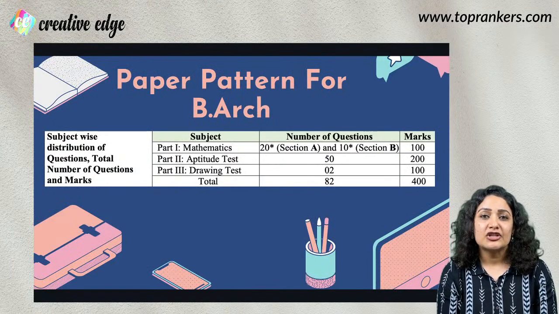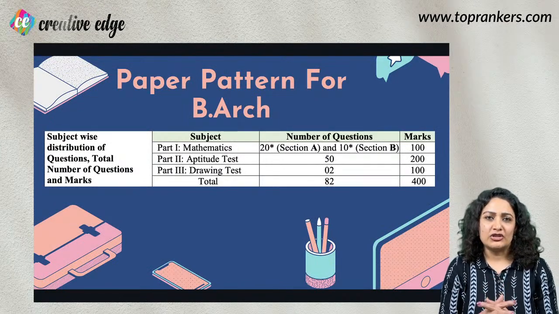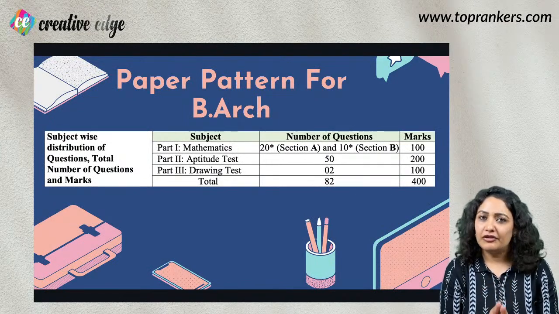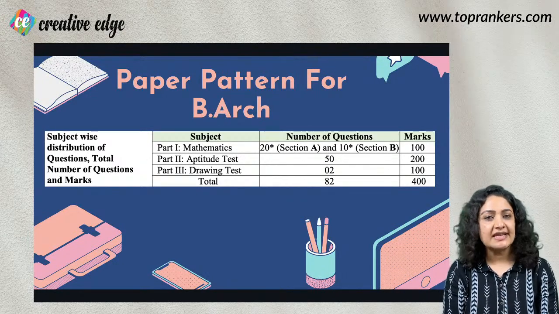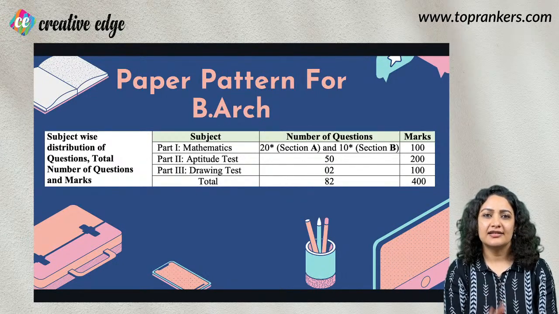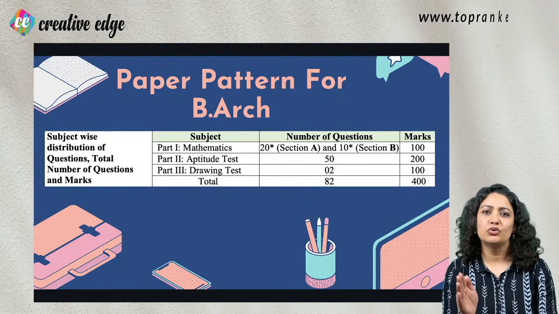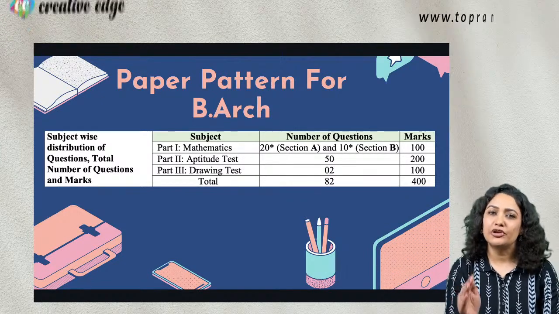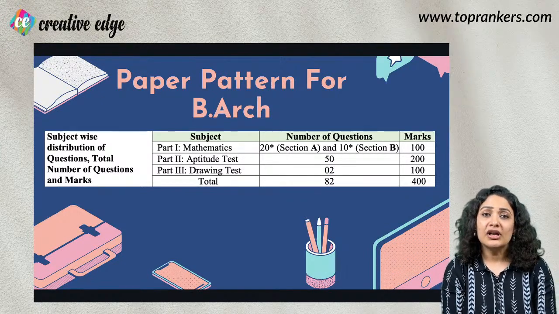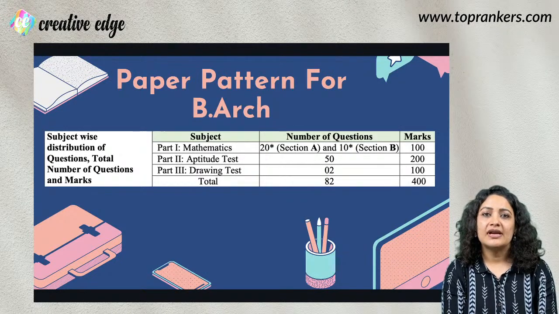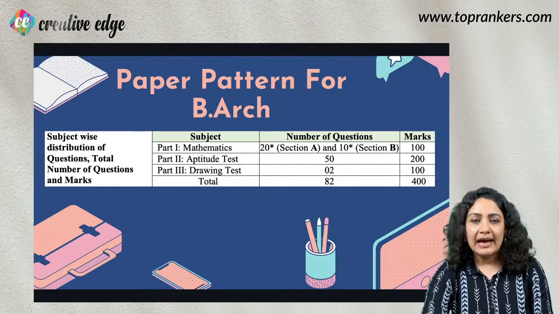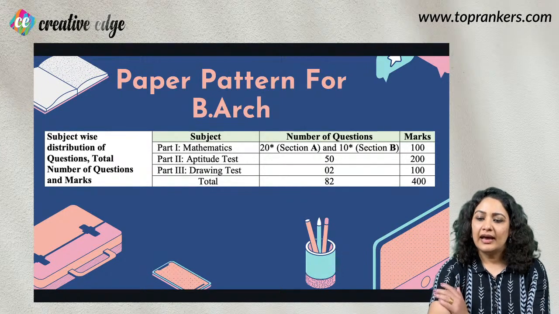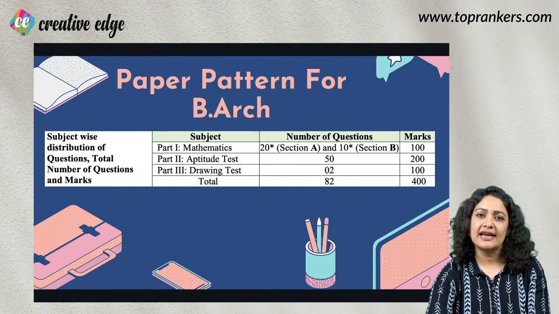These are the bifurcation of the subjects and number of questions. So we will first talk about B.Arch. B.Arch में जैसे मैंने आपको बताया कि 3 divisions आते हैं, part 1, part 2, part 3, which is mathematics, aptitude and drawing. The total marks of the paper is 400. Maths part 1 has 20 questions in section A and 10 questions in section B.